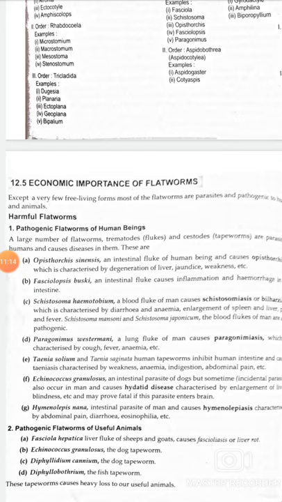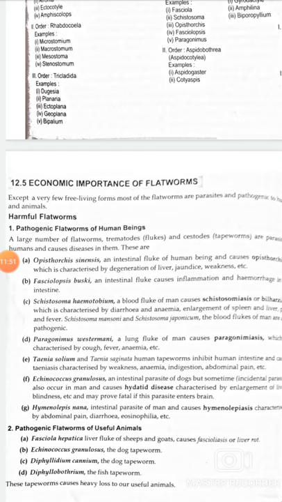Opisthorchis sinensis, an intestinal fluke of human beings, which causes opisthorchiasis, characterized by degeneration of liver, jaundice, weakness, etc. Fasciolopsis buski is an intestinal fluke that causes inflammation and hemorrhage in the intestine. Schistosoma haematobium is a blood fluke of man and causes schistosomiasis, which is characterized by diarrhea and anemia, and also enlargement of spleen and liver.